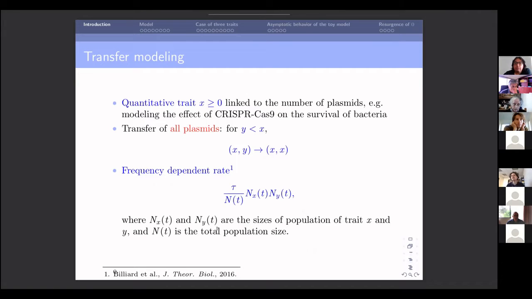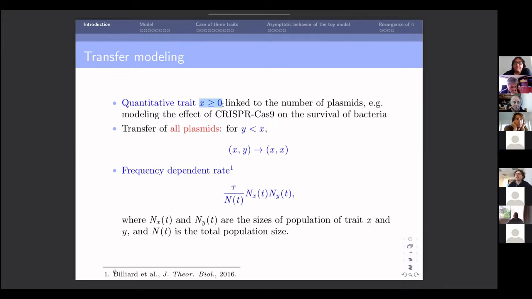So first, let me describe the horizontal transfer. So I assume that there's a one-dimensional trait x in some interval, say 0 to plus infinity. And for example, you may think of it as related to the number of plasmids held by the bacteria. And the more plasmids, for example, the more virulent.